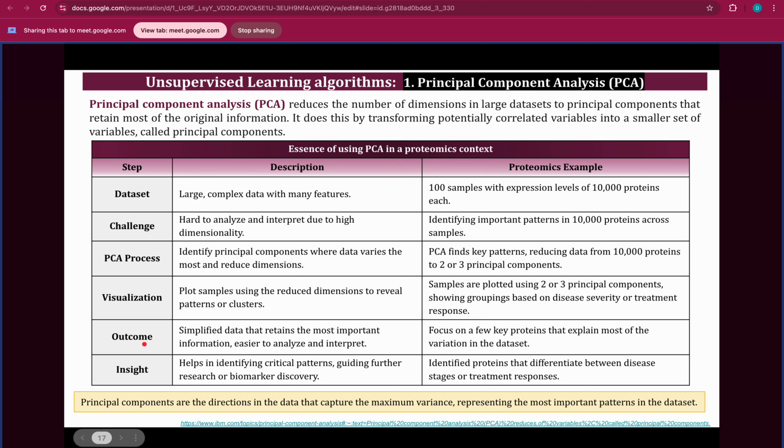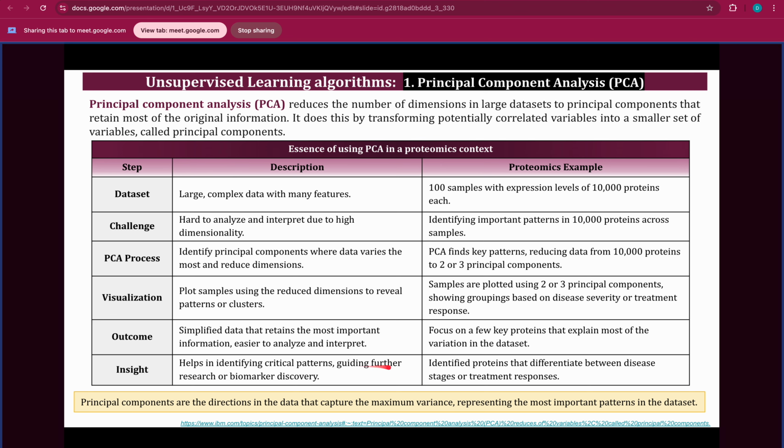So what will be the outcome? It will simplify the data and retain the most important information, which will be easier to analyze and interpret. In terms of proteomics, it will focus on the few key proteins that explain most of the variation in the data set. For example, in 10,000 proteins, when you are comparing their expressions, there might be 100 or 1000 proteins which are variable. In such scenarios, you will only focus on such key proteins which are varying rather than considering all those proteins.